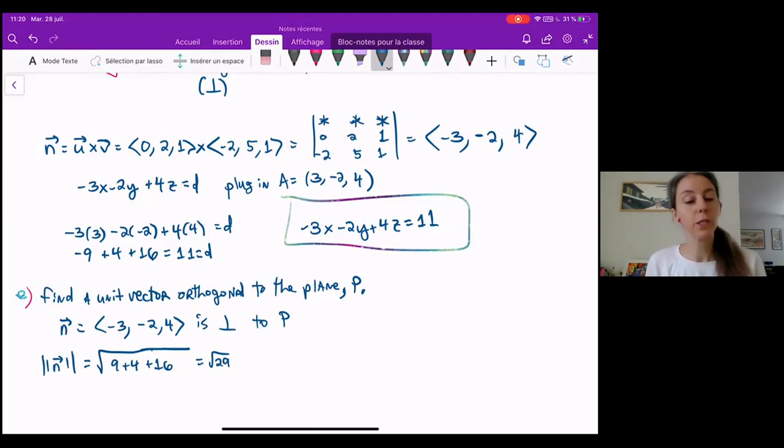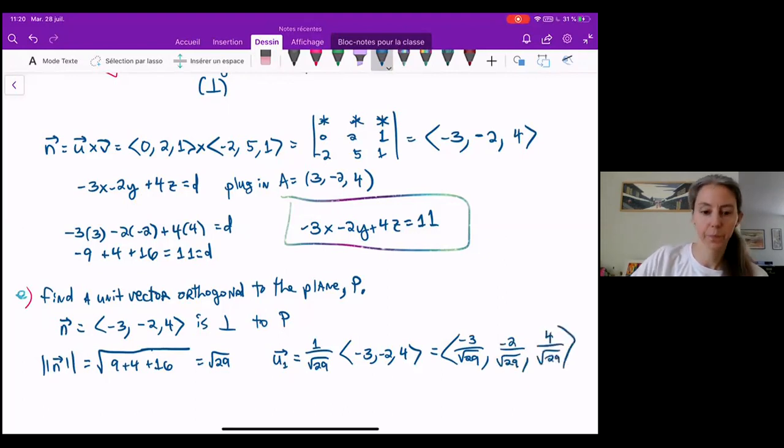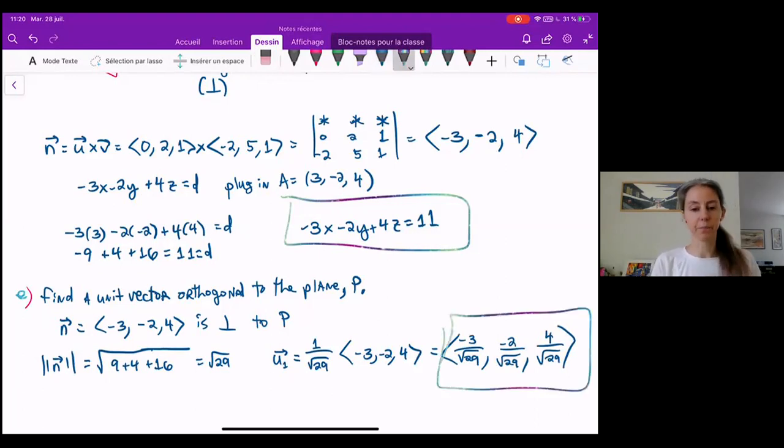So I did -3 squared plus -2 squared plus 4 squared, which means that my unit vector, which I'll call u sub 1, I could multiply by 1 over root 29 or -1 over root 29 to get the opposite direction. So this gives me -3 over root 29, -2 over root 29, and 4 over root 29. And that's my final answer for this. Are there any questions about this one?